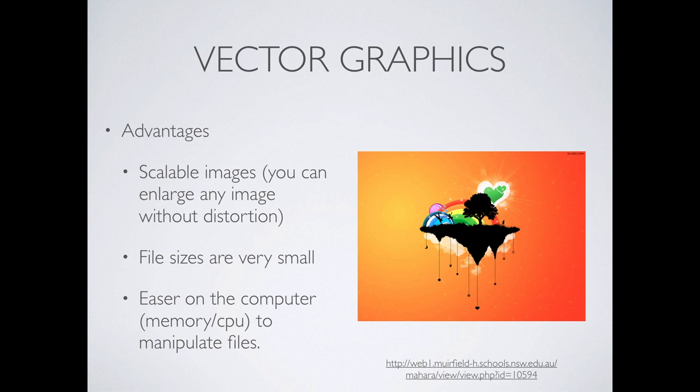File sizes tend to be really small. Instead of having this pixel is this color, this pixel is that color for 12 million pixels, we have four points, fill in everything inside of it with red, and everything outside of it is white. That's a really small file size. No surprise, then, it's much easier to work with on the computer. So it doesn't take so much computing power to work with vector graphics.